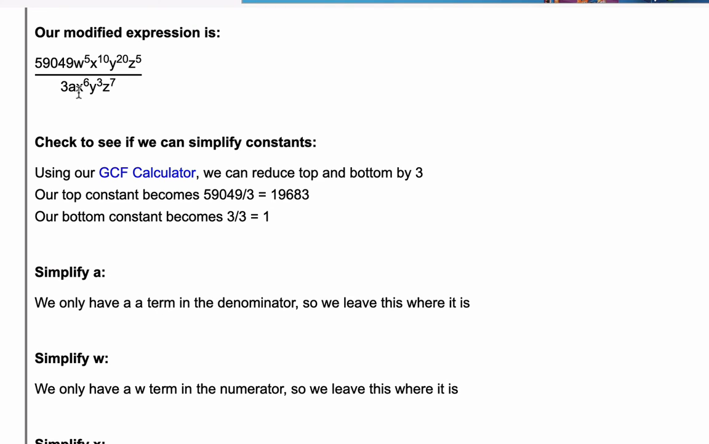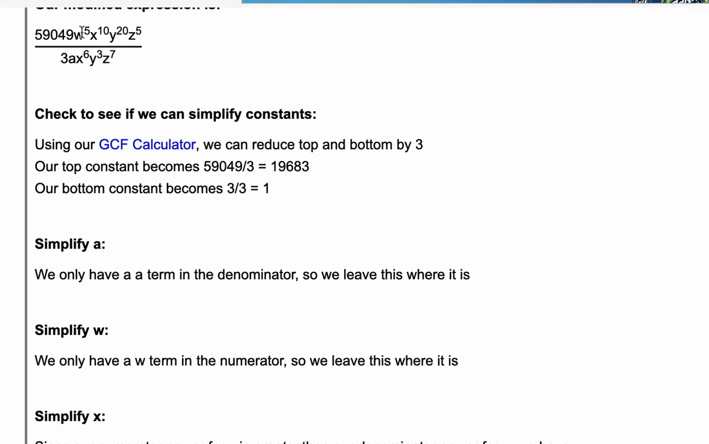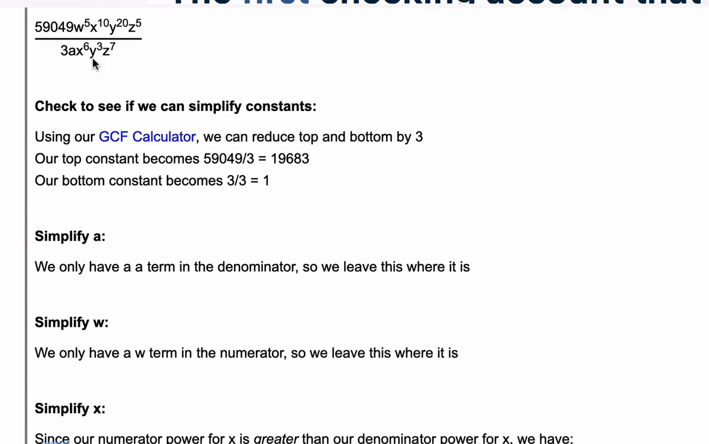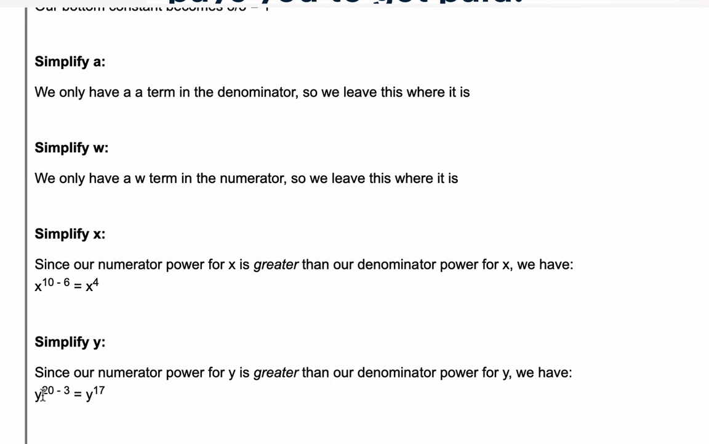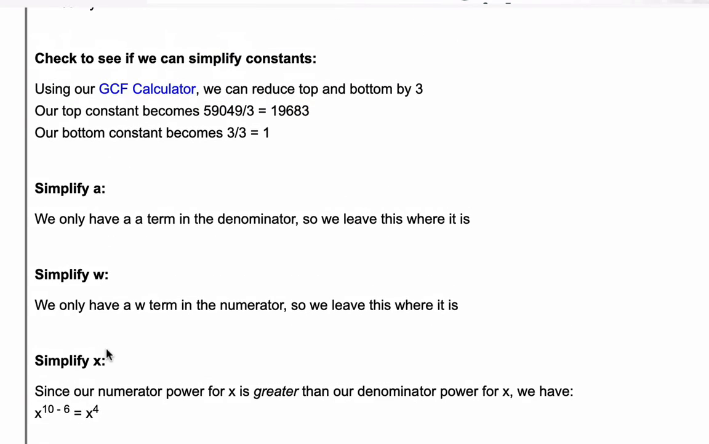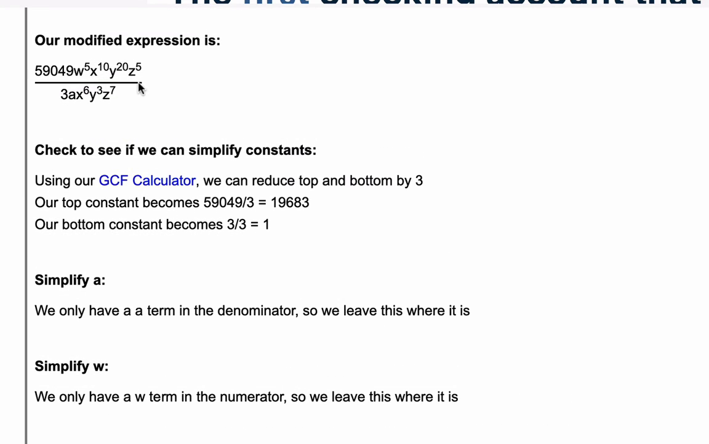Because a is by itself and there's nothing at the bottom, that stays the same. W is by itself on the top, that stays the same. But x has one on the top and one on the bottom. The rule is we subtract. So x to the 10th up here minus x to the 6th on the denominator is x to the 4th. We want to do the same for y. Y to the 20th minus 3 is y to the 17th.